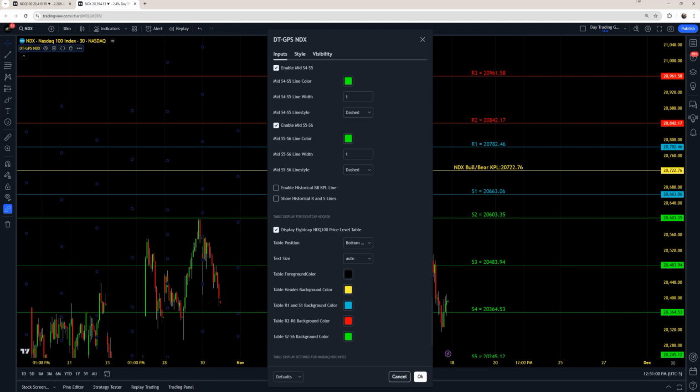So if you want to enable and show the historical bull bear key price level line for previous sessions, then you would simply click on this here.